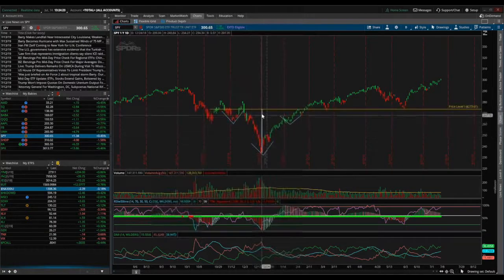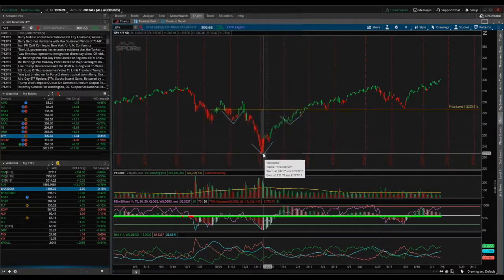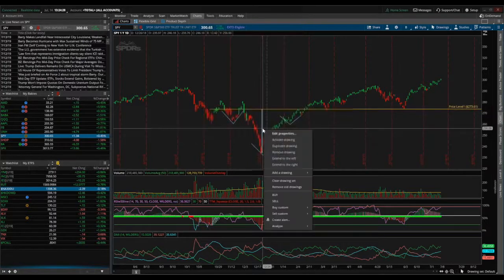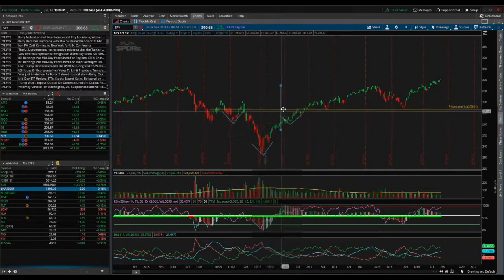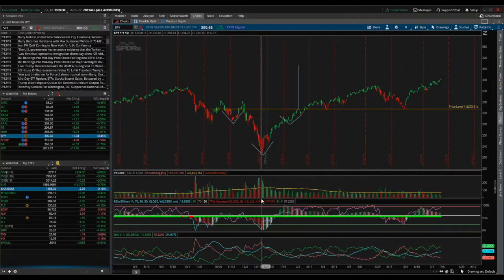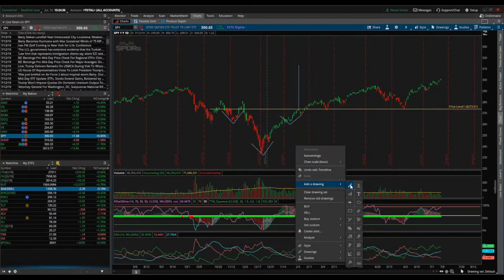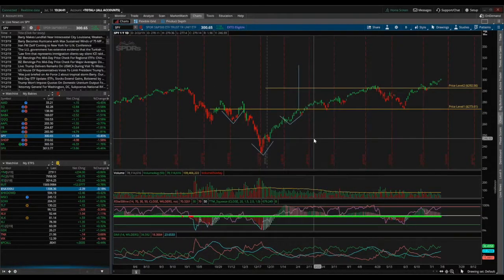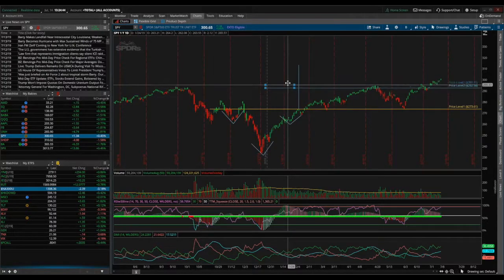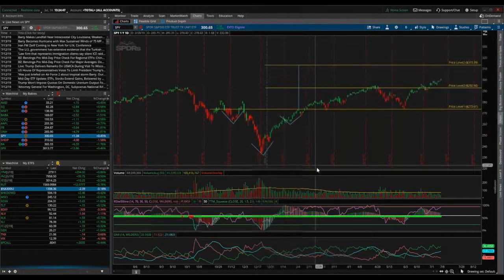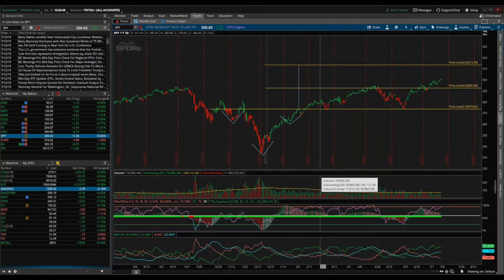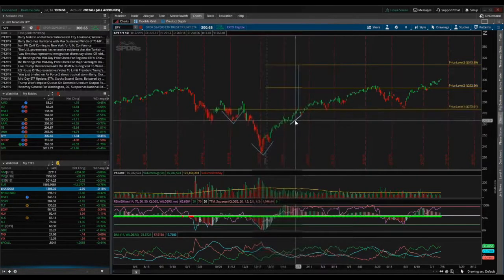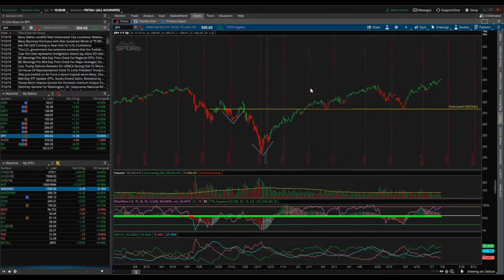So if we measure this distance from the top to the bottom of the head, and we put that on our breakout level here, halfway up is price target 1, all the way up, price target 2. Very simple. Now, as I mentioned, bull flags and bear flags are the ones that we trade off of the most at Momentum Options.